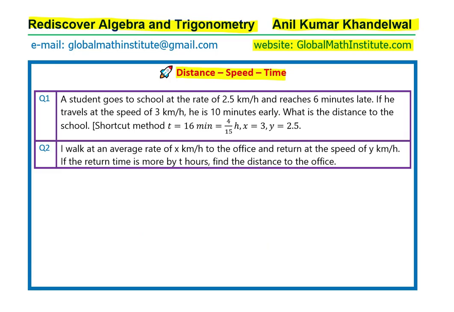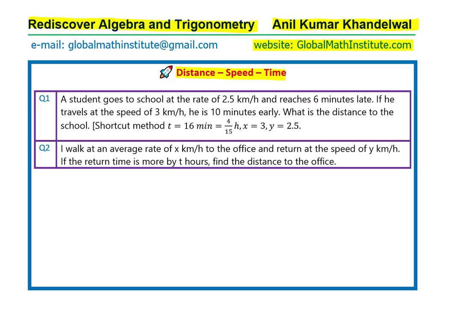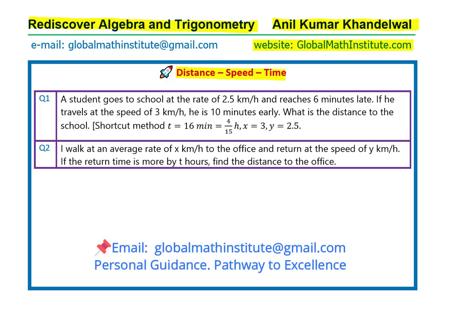Question number 1 here is: a student goes to school at the rate of 2.5 kilometers per hour and reaches 6 minutes late. If he travels at the speed of 3 kilometers per hour, he is 10 minutes early. What is the distance to the school? So that's the question for you. Extremely interesting. At the end of the video, I'll also show you a shortcut method.